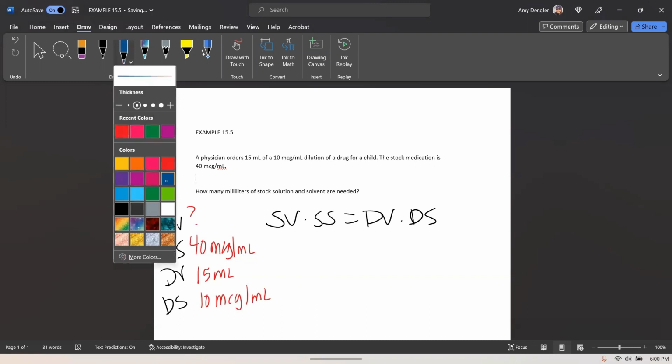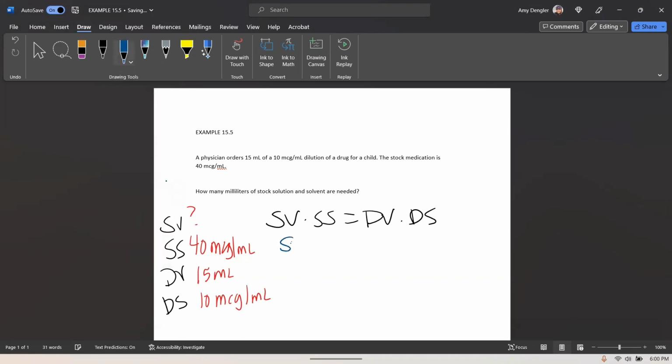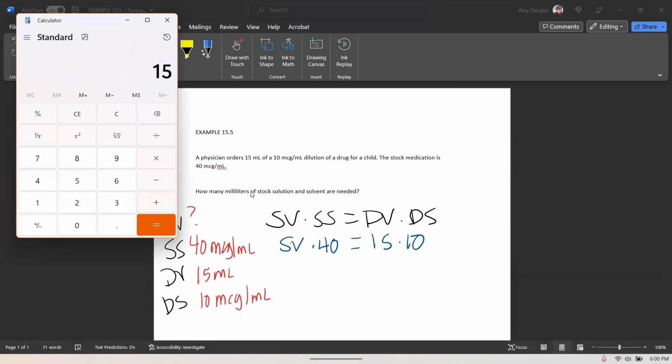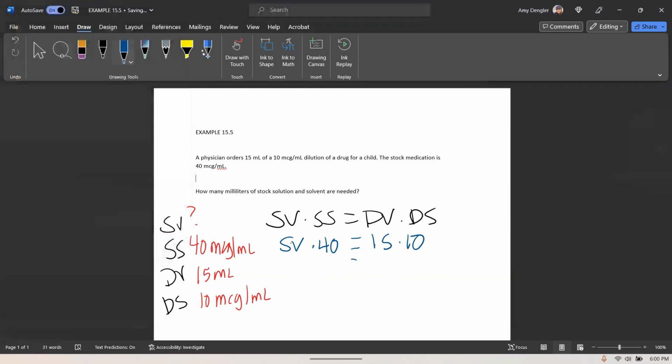So now I can just plug this information in. So SV times 40, I'll just leave out the rest of it because it's 40 micrograms per ml, just for easier multiplication, equals 15 times 10. And 15 times 10 is 150. And I'll carry the SV times 40 with me down here.